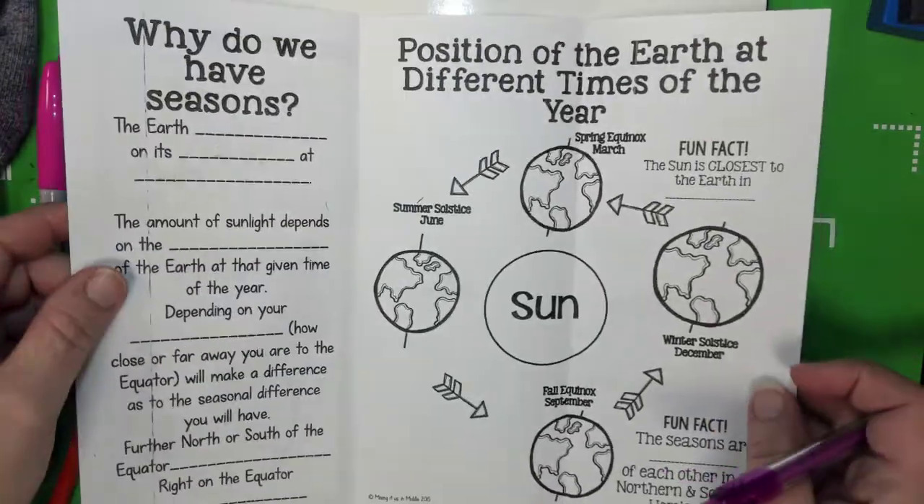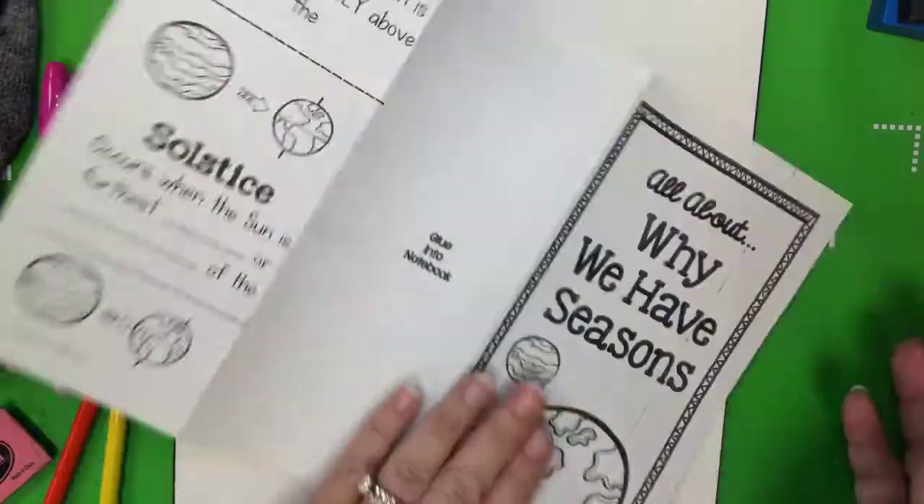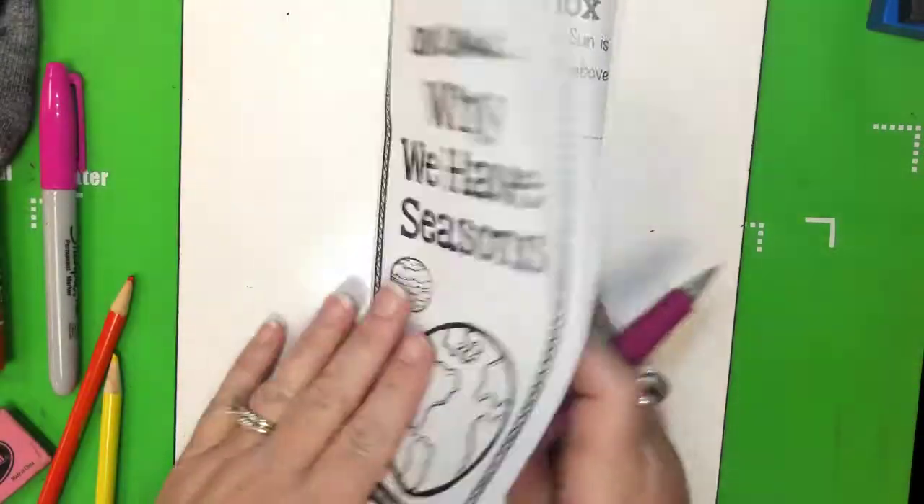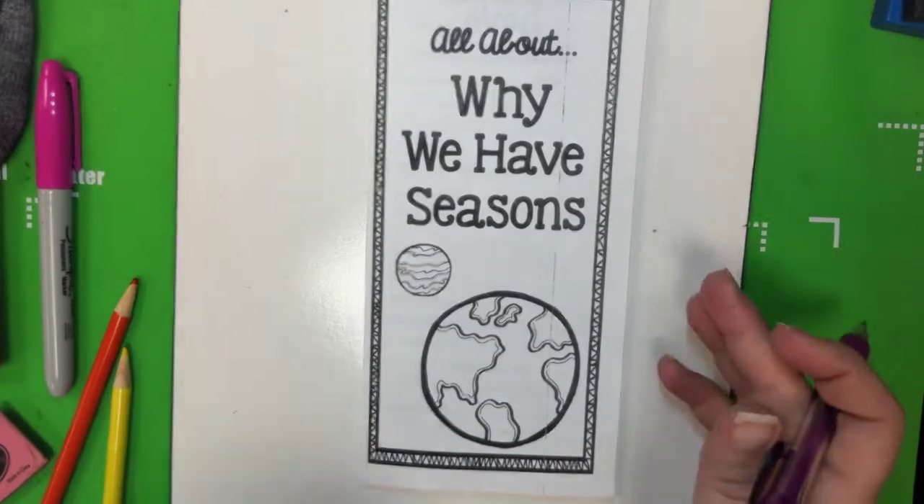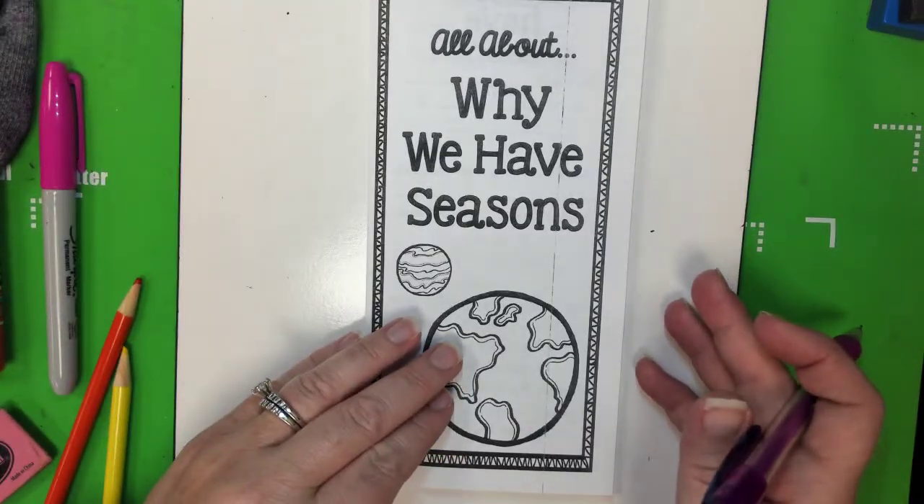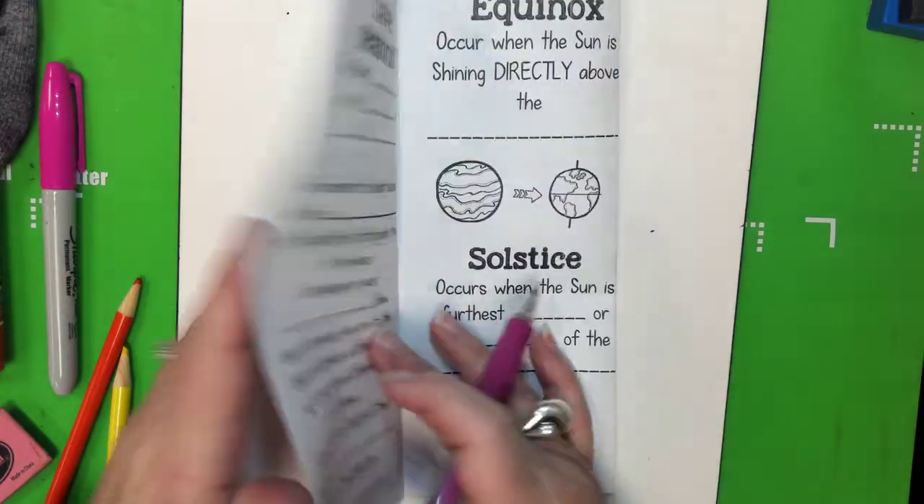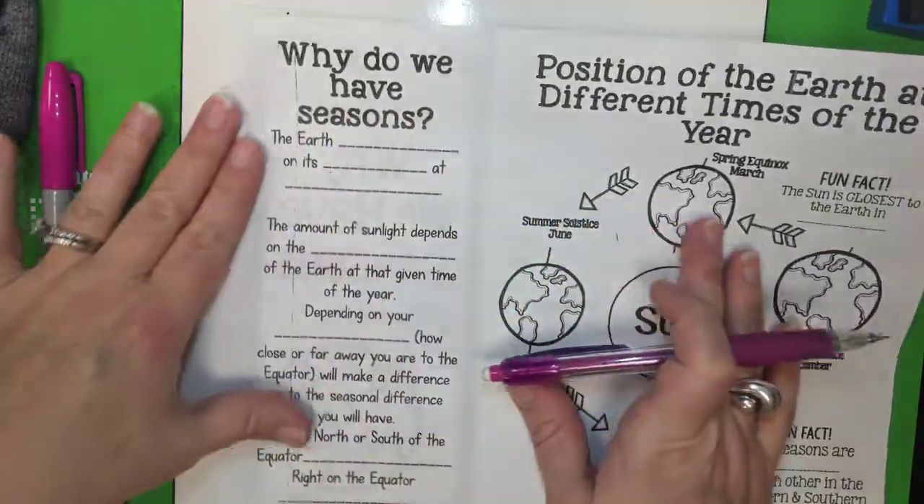Okay, guys, this is your foldable. It looks like this on both sides. I went ahead and tri-folded it because you're going to end up gluing it in there. Once you're done, if you have time, if is the word that you may or may not have, you can color it when you're done. So let's go ahead and open it up and fill it in together.